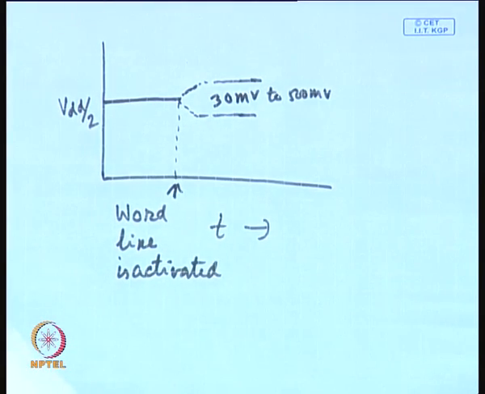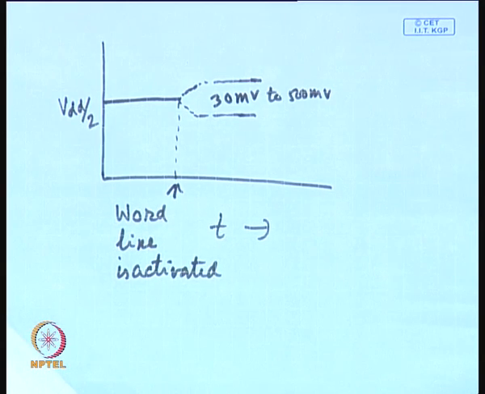That means, if you go back to the original diagram, a voltage difference will be created between these two lines, that means bit line C and C bar. So, depending on what you are writing, one will become lower than VDD by 2, another will become higher than VDD by 2. So, you will be having a difference of 50 millivolt to 500 millivolt between these lines, and that will be applied to this cross coupled sense amplifier.